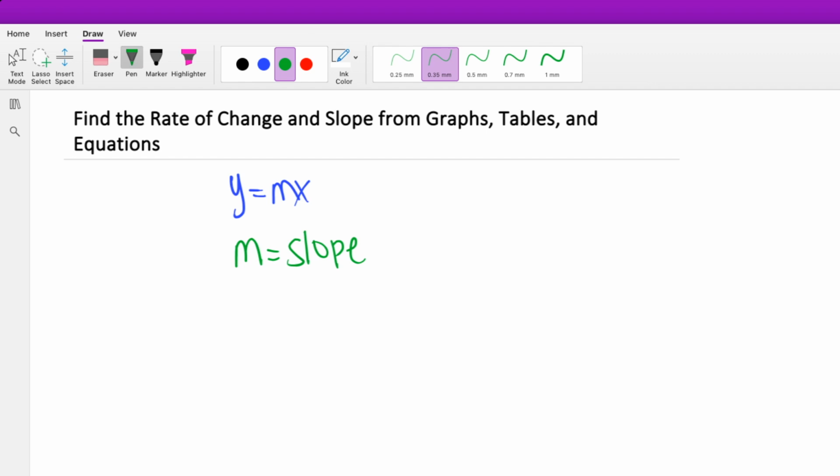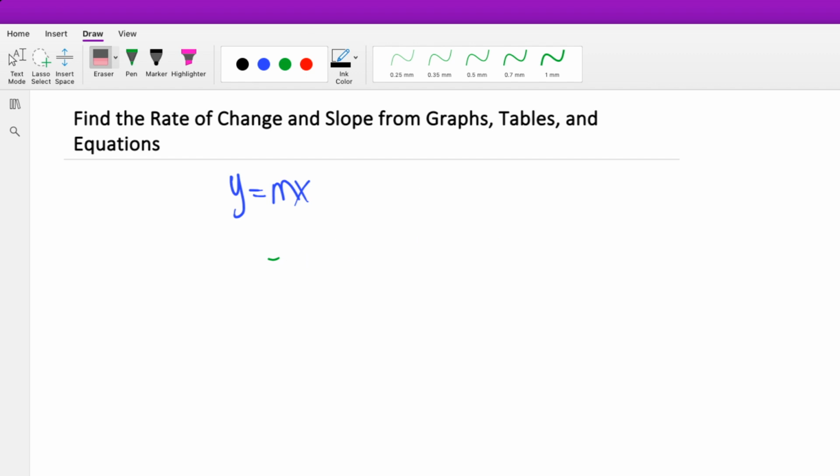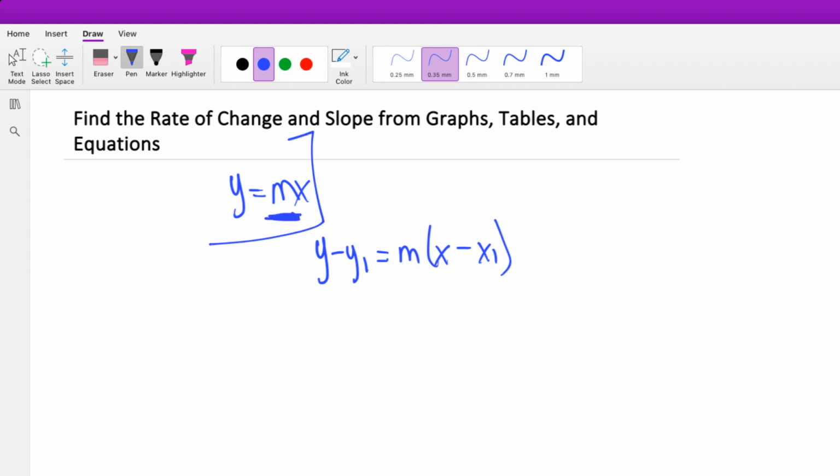And then we just plug in whatever we're given. Let's say y equals 2x, y equals 12x, whatever it is, this number right here is our slope. And then I'm sure in other videos I'll explain what we do if it's written in another form, such as y minus y1 equals m times x minus x1. But for now, just remember that whatever you see in the m position when it is written in this form, that is going to be your slope.